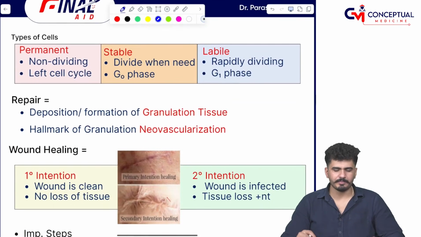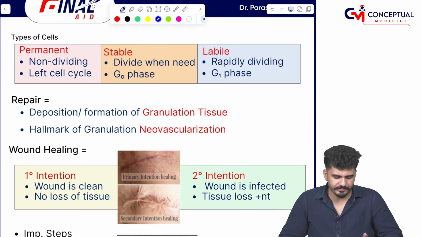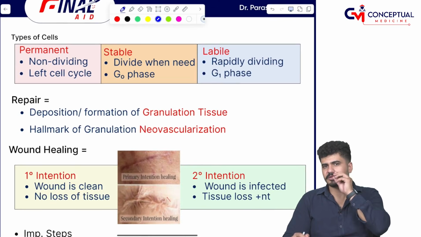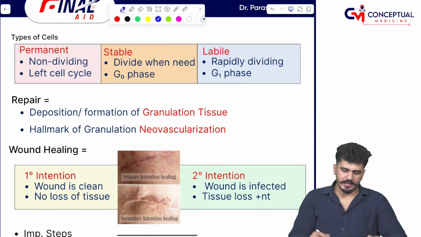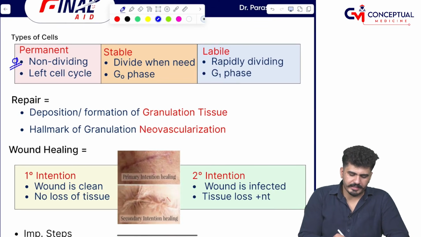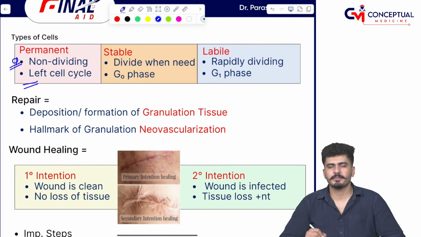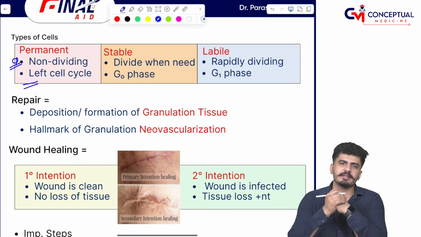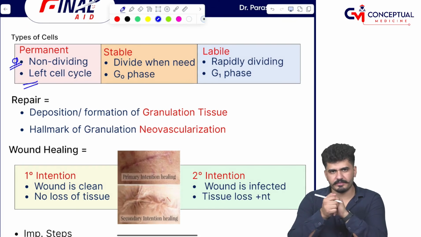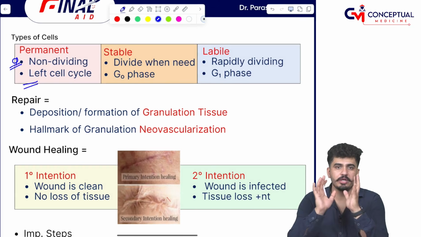Coming on to the next part, type of cells. What type of cells are we having? Permanent, stable and labile. 3 types of cells we are having right here, sir. Permanent cells are non-dividing and they have left the cell cycle. For example, inner hair cells, neurons.